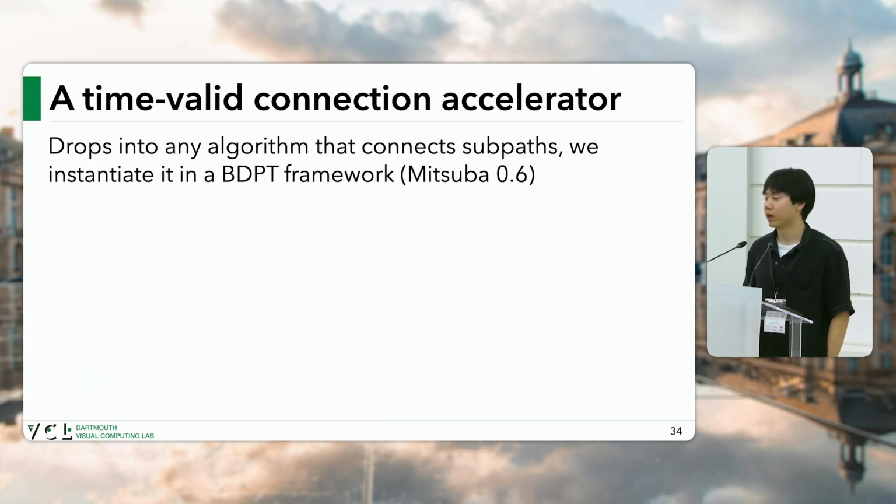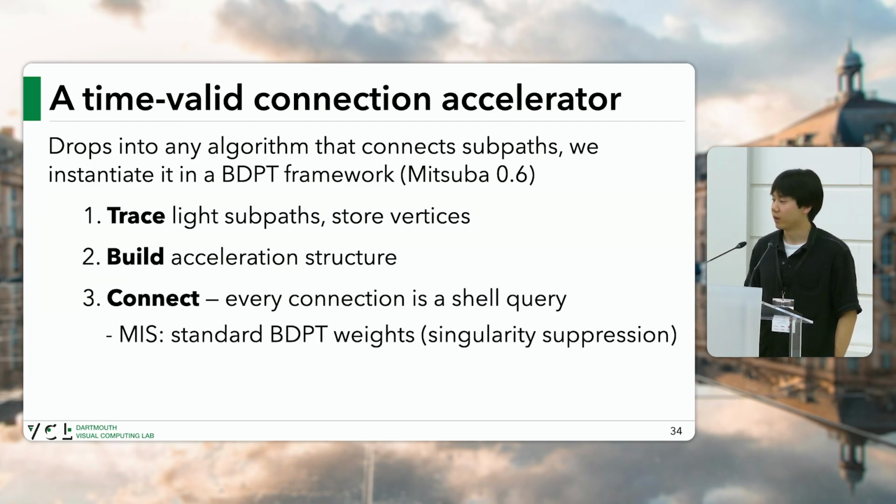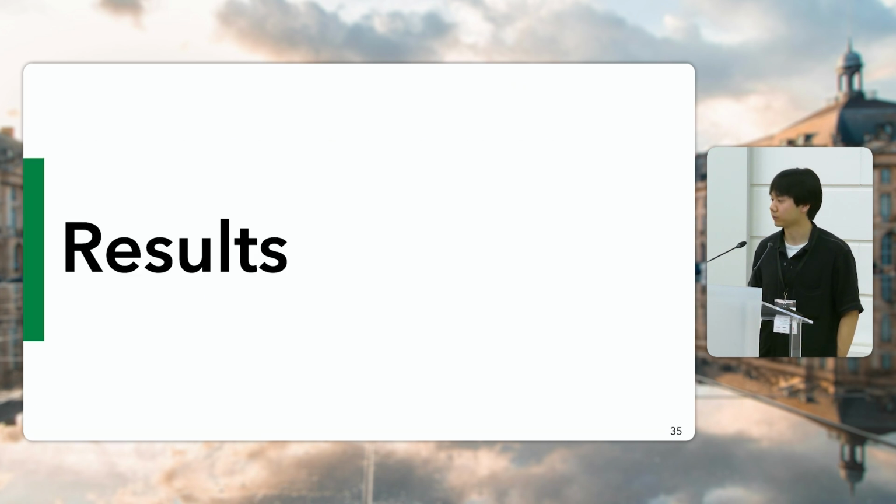So nothing so far was algorithm specific, and we can drop this into anything that makes connections between subpaths. We chose to do it in BDPT, where we first trace light subpaths, store all these vertices, build our acceleration structure, and now every connection becomes a shell query. And we use standard BDPT MIS weights to suppress geometry term singularities. You can kind of view this as BDPT with probabilistic connections, specialized to sampling time-valid connections. And I'll go into some results.